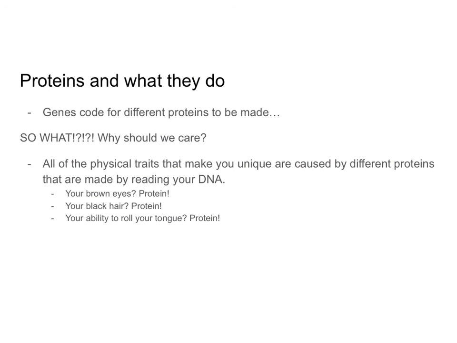So what do these proteins do? So the genes code for different proteins to be made. So what? Why should we care? Every single one of your physical traits that makes you unique is caused by different proteins that are made by reading your DNA. Your brown eyes are caused by proteins. Your black hair, caused by proteins. The ability to roll your tongue or have a hitchhiker's thumb or a widow's peak, detached earlobes, all of it is caused by proteins.